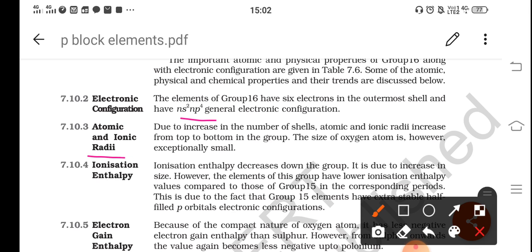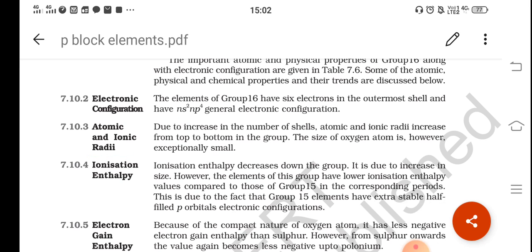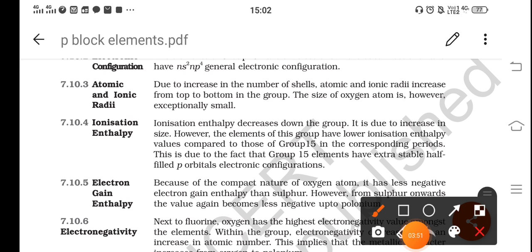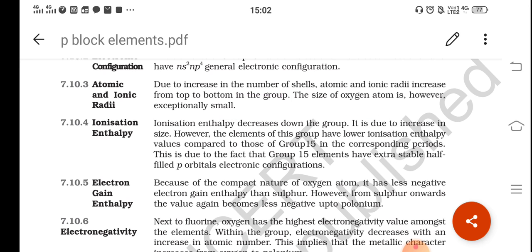Now coming to another category, atomic and ionic radii. What is the meaning? We have already discussed in the previous group, it is the distance from the nucleus to the outermost shell where the electrons are present. Here down the group we observe that the number of shells increases. So atomic and ionic radii increase down the group, and oxygen is exceptionally small in the entire group.